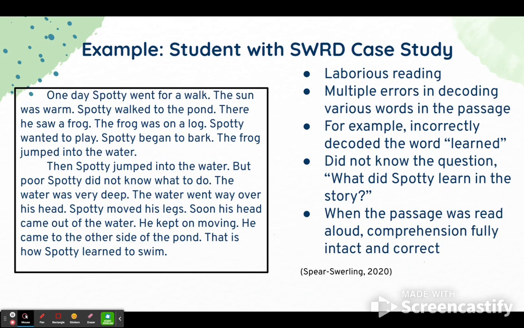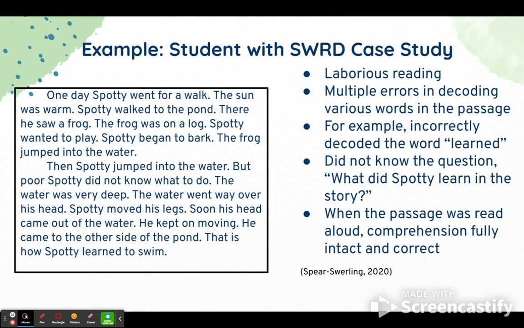Here is an example of a student with this particular reading profile. On the left is a passage for grade 1, and on the right are the various observations and errors that were taken at the end of this assessment. As the student read, the teacher observed that it was very laborious reading. The student had multiple errors in decoding the various words in the passage.